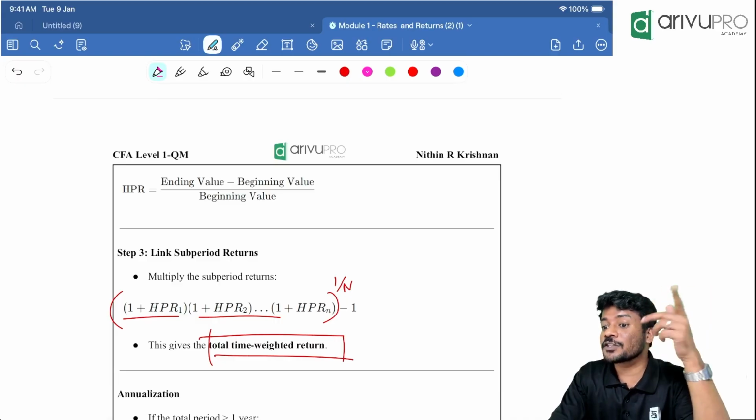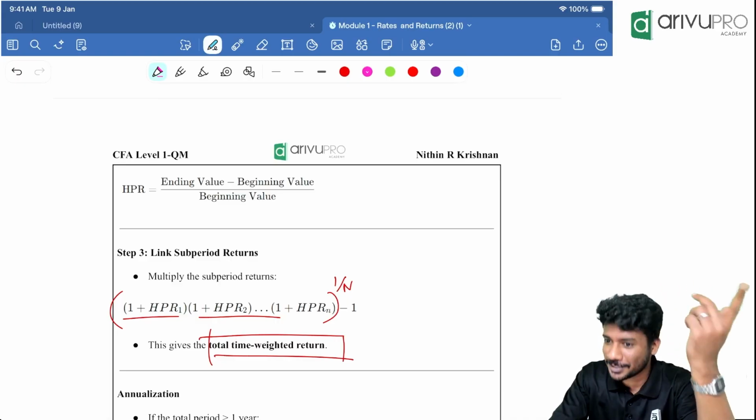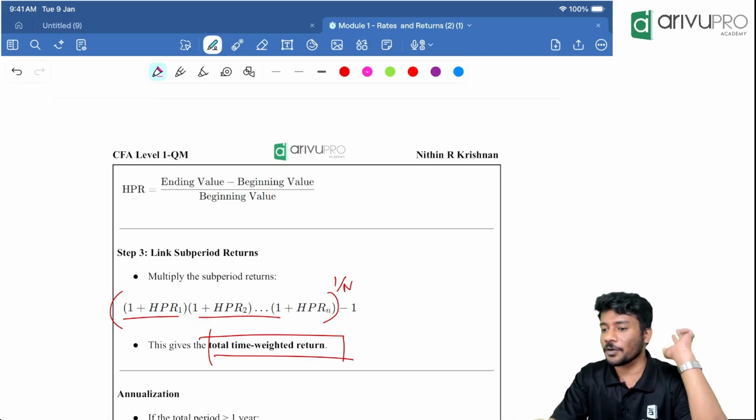It should be like which compounding then? We should consider quarterly compounding. Many things we should consider and go about it. Now here we are only just considering the time weighted return part of it. Just the time we are considering.